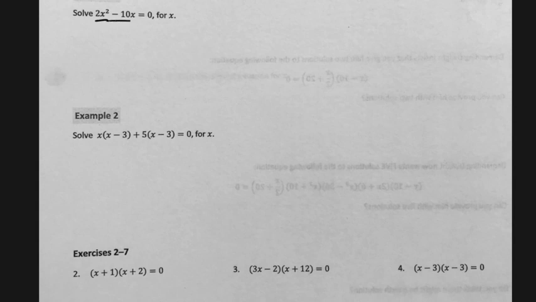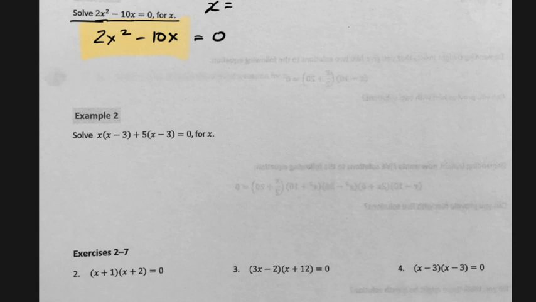So let's look at our first example. In our first example, we have 2x squared minus 10x equals 0, and we have to solve for x. Before I do that, I have to factor out this expression. So let's go ahead and factor this expression out. We have 2x squared minus 10x equals 0.